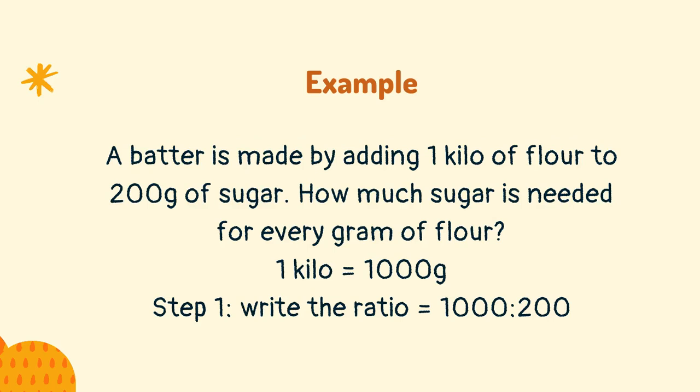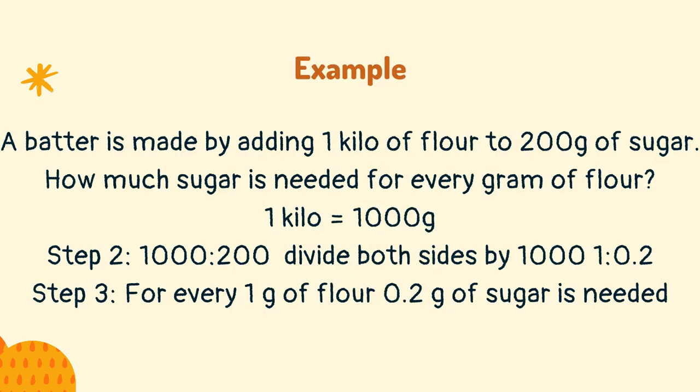Step 1. Write the ratio 1000 to 200. Step 2. Divide both sides by 1000, giving 1 to 0.2. Therefore, for every 1 gram of flour, 0.2 grams of sugar is needed.